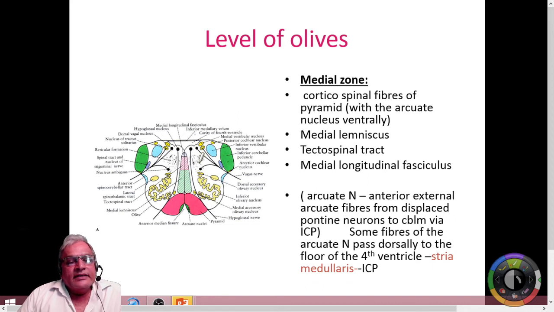Those tracts will also mediate spino-visual reflexes. So here, when you follow something, you can move your head, isn't it? That is mediated by the tectospinal tract. The medial longitudinal fasciculus connects the auditory and the visual nuclei. So that is the medial longitudinal fasciculus. Those are the structures that are seen in the medial zone of the section at the level of the olives.